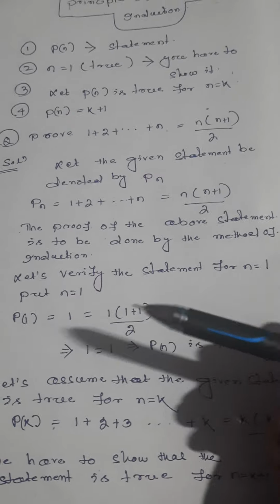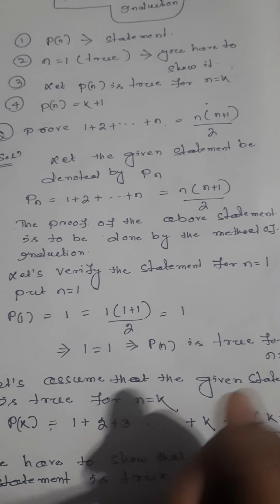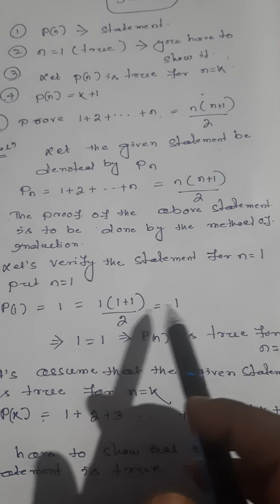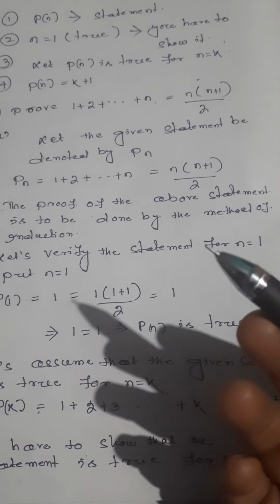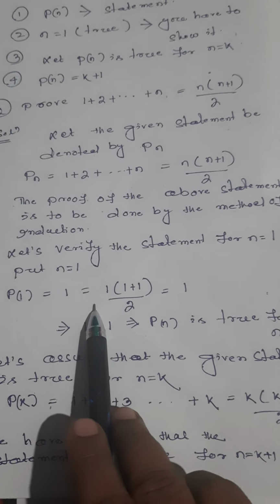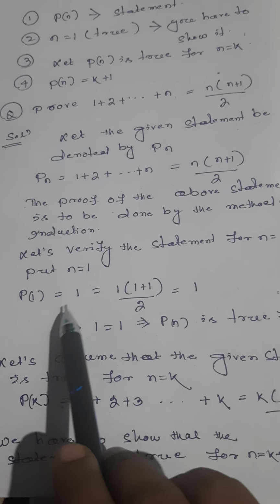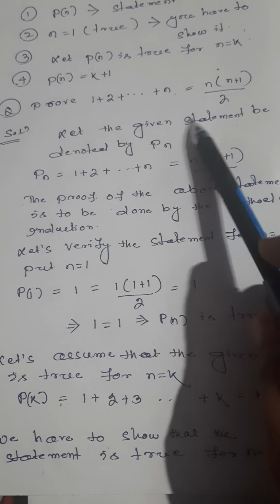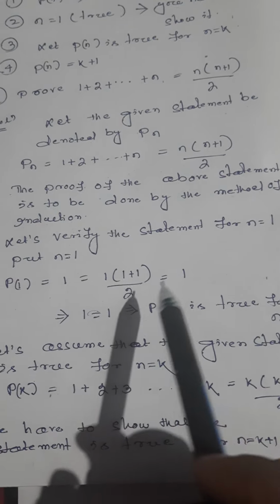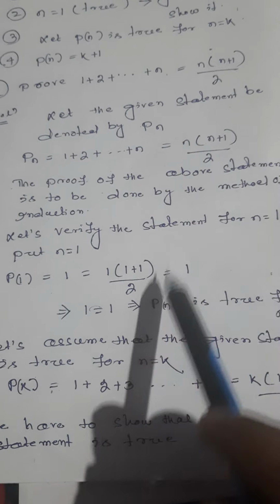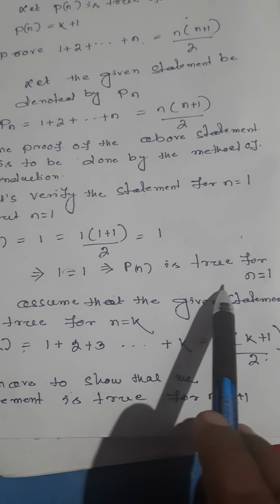We have to prove it by method of induction, so we can write the proof of the above statement is done by method of induction. Let us verify the statement for n is equal to 1. So put n is equal to 1, in the place of n we put 1. On the left hand side we find 1. Also on the right hand side we find the value of n into n plus 1 by 2 is equal to 1. So left hand side equals right hand side. So Pn is true for n is equal to 1.